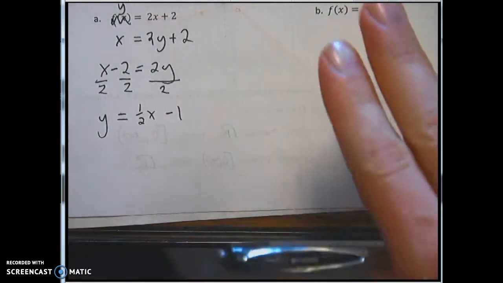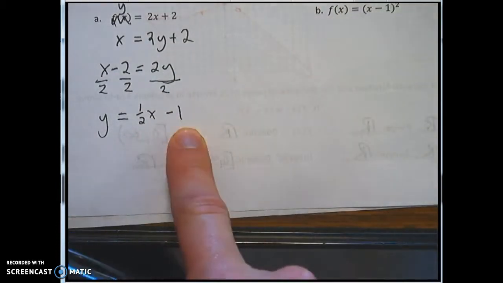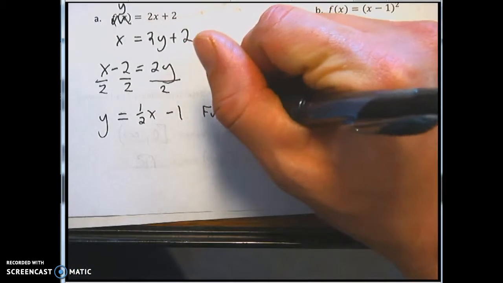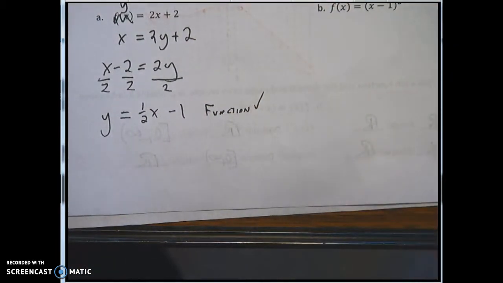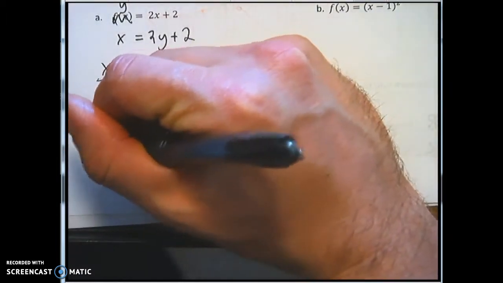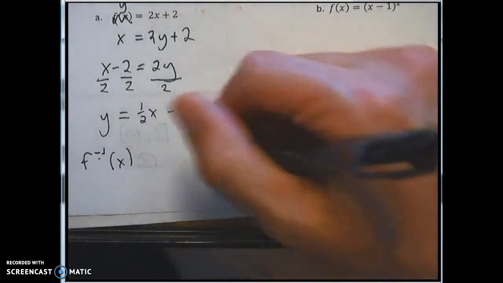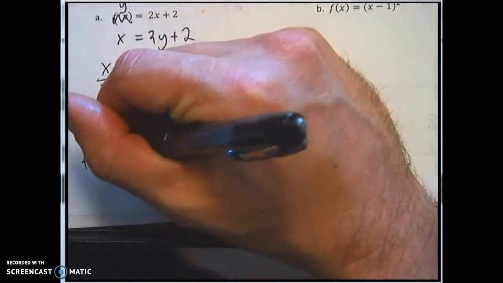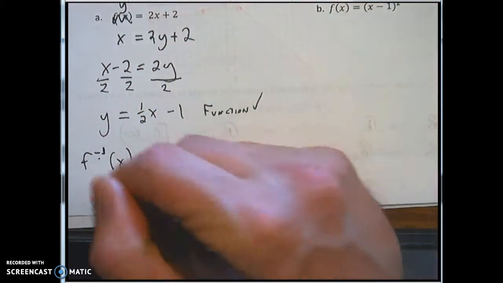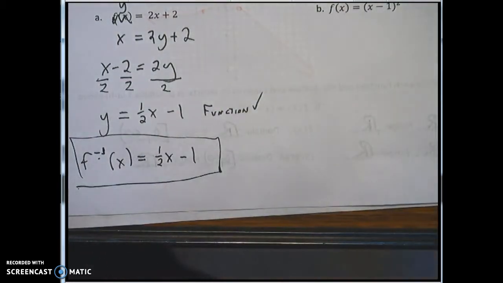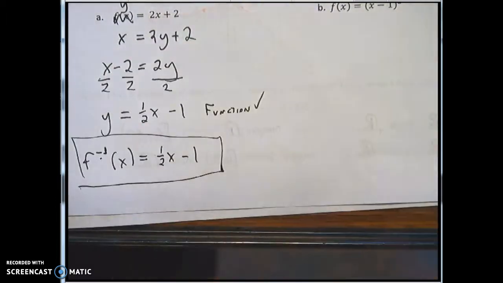At this point, we're supposed to stop and say, is this thing a function? Well, this is a linear function. It's in slope-intercept form. So yeah, that thing's a function. And if it is a function, then we need to write it in function notation. So that's f to the negative first power of x, or the way we read that is f inverse of x equals 1/2 x minus 1. That's the inverse function. Not all inverses are functions, but in this case, the inverse is a function.